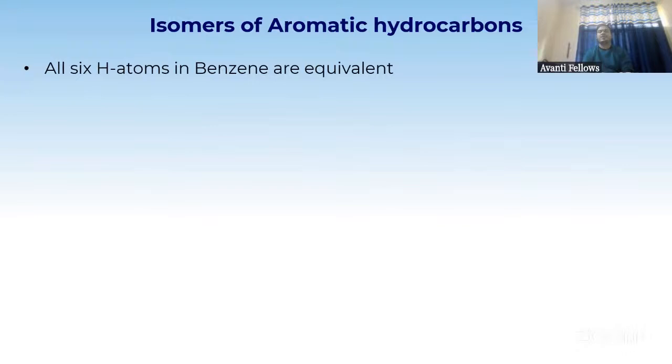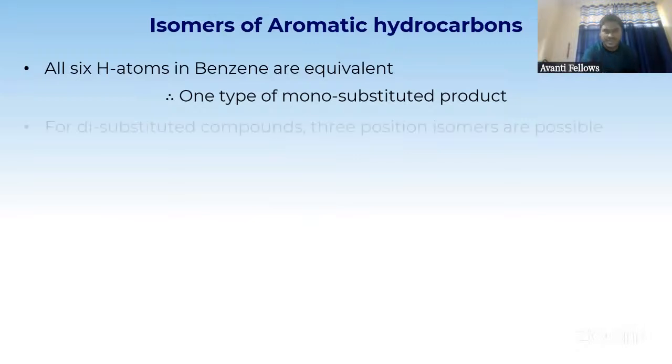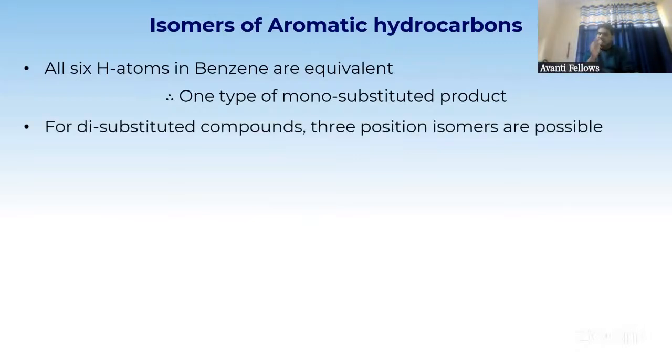Similarly, if we talk about the isomers of aromatic hydrocarbons, all six hydrogen atoms in benzene are equivalent, right? So one type of mono-substituted product, and for di-substituted compounds, three position isomers are possible. तो याद रखना, because all six hydrogen atoms in benzene are equivalent, है ना? So one type of mono-substituted product ही बन पाएगा. And for the di-substituted compounds, three position isomers are possible that are called ortho, meta, and para.